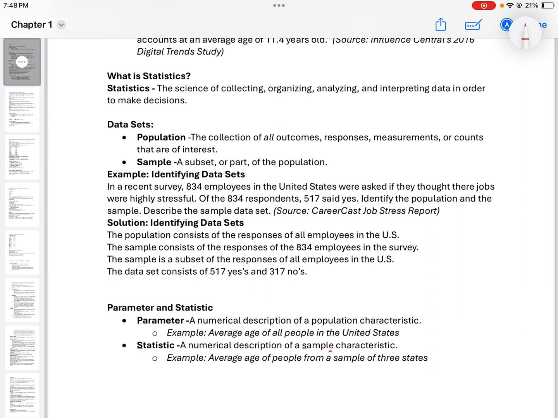Next, we have two different types of data sets, and these are very important, as you have seen when finding the standard deviation. We have what's called a population, the collection of all outcomes, responses, and measurements or counts that are of interest. Next, we have sample, a subset or part of the population. So, a population would be everything in that category that you're studying, and within that, you have your sample.